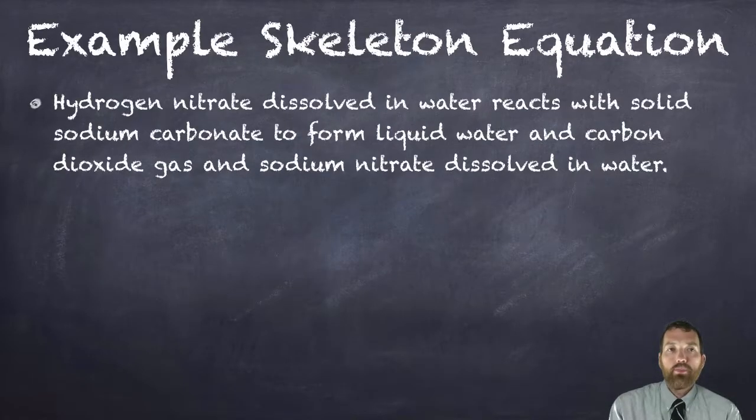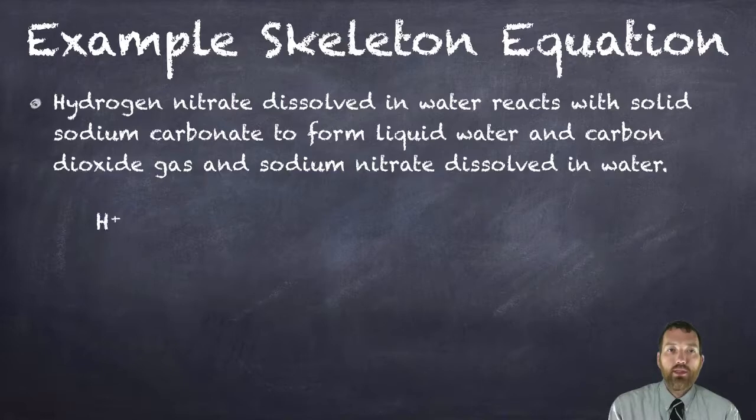Okay, let's do another one. Hydrogen nitrate dissolved in water reacts with solid sodium carbonate to form liquid water and carbon dioxide gas and sodium nitrate dissolved in water. Why don't you pause the video and give this one a try. In your notebook, go ahead and try to write down all of the symbols for these reactants and products. Make sure you check your charges and crisscross when necessary, and don't forget to put the little symbols to tell whether it's a solid, liquid, or gas. Okay, let's see how you did.